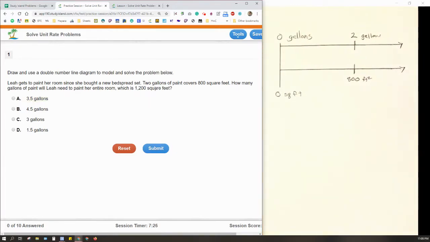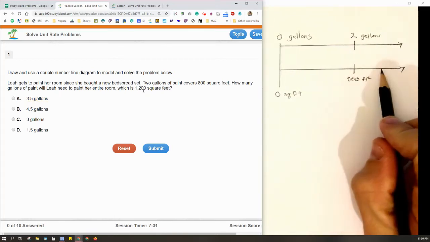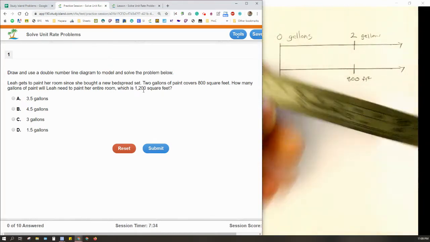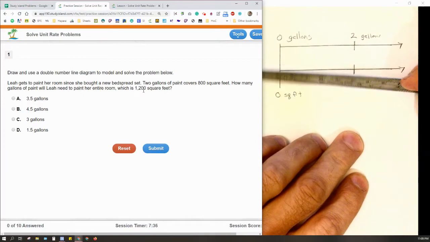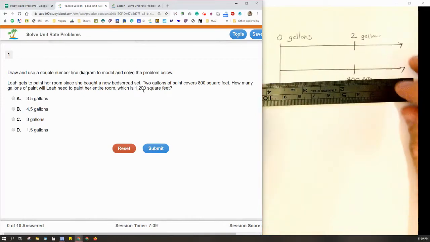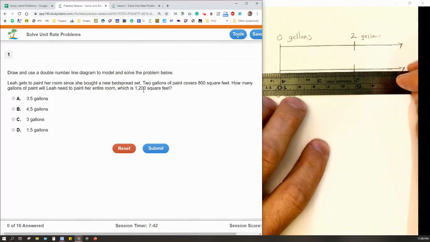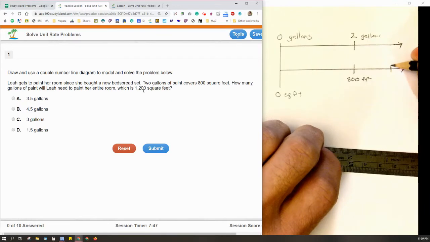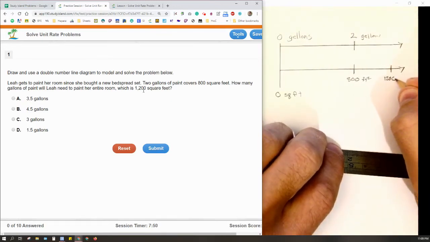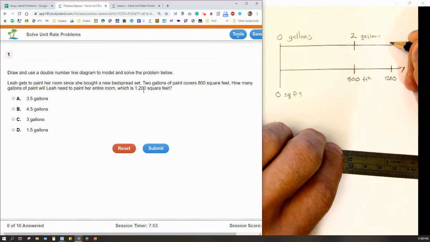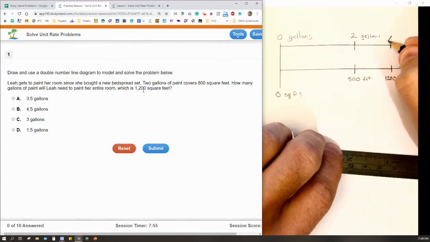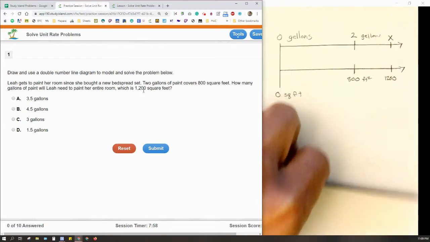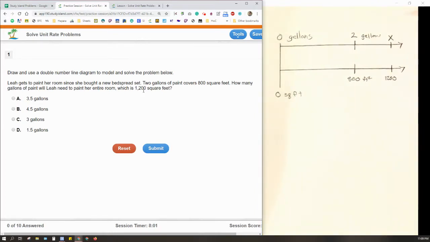Well, we need to know how many gallons of paint Leah will need to do 1,200 square feet. So where would 1,200 be on this diagram? If this is 800, and you don't have to be as precise as I'm being with measuring it all out, that's not the point of this, it's obviously going to be past 800 a little ways. So it would be right about here on this number line. This is where 1,200 would be. And right above it would be the number of gallons that we're missing. I'm just going to call that X because that's what we call numbers that we don't know. We call them variables, and I'm going to use the variable X, like using that more than question marks.